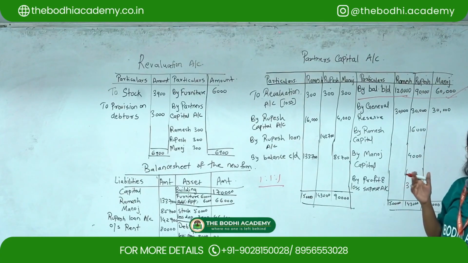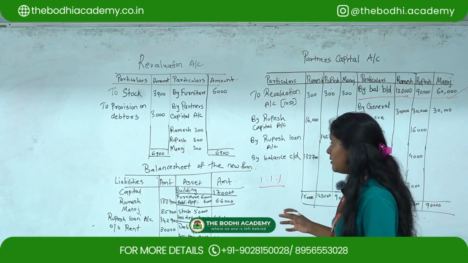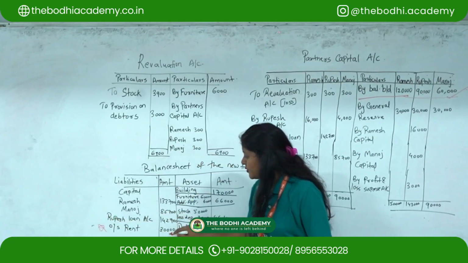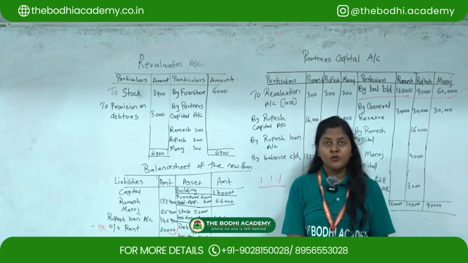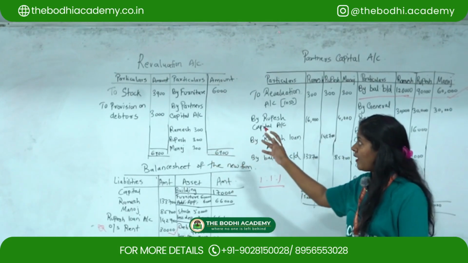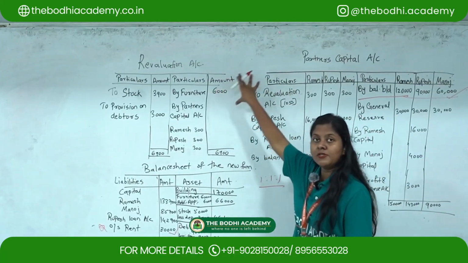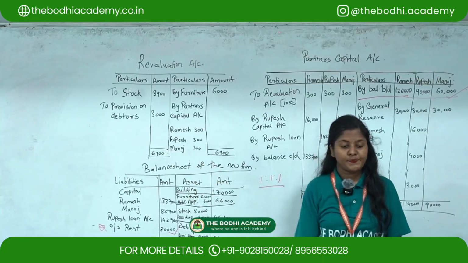Next is with regards to outstanding rent. Outstanding is a liability, so obviously it will go on the balance sheet part. Okay, so here it will go as outstanding rent, which amounts to 30,000. So outstanding rent we took over here. So before preparing this, you have to prepare all the three accounts side by side. Okay, so first revaluation, second partners' capital, and third one is the balance sheet of the new firm.